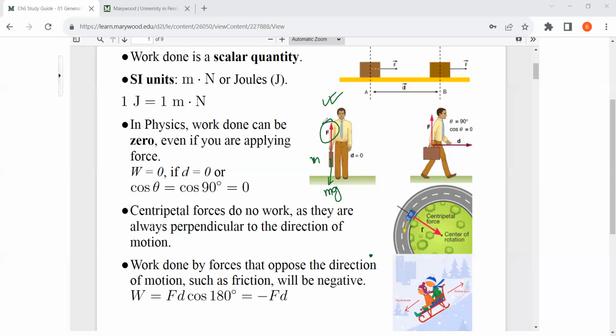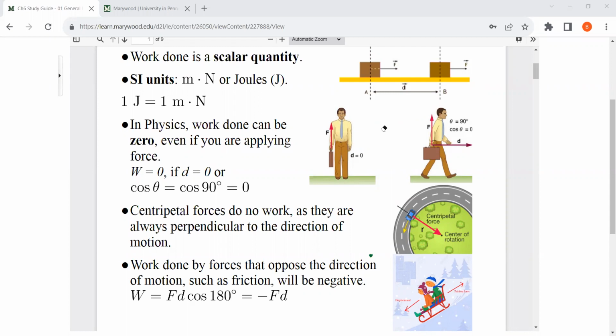Here you see that you are applying a force, but you are not moving. Your displacement is equal to 0. Because your displacement is 0, the work done is also 0. It is simple to understand: W equals F D cosine theta, and D equal to 0 means work done is also equal to 0. So that person is applying some force, but because the displacement is 0, work done is 0.